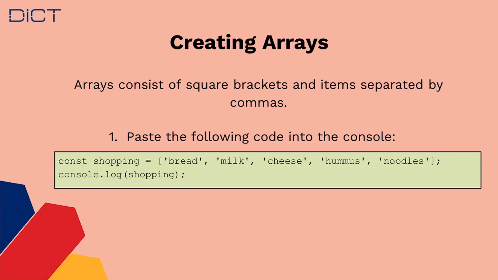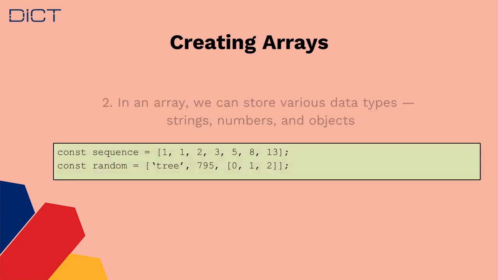To be able to test this code, you need to use the developer tools of your Google Chrome. The output here would be the display of your array items. In the above example, each item is a string. But in an array, we can store various data types: strings, numbers, objects, and even other arrays. We can also mix types in a single array.